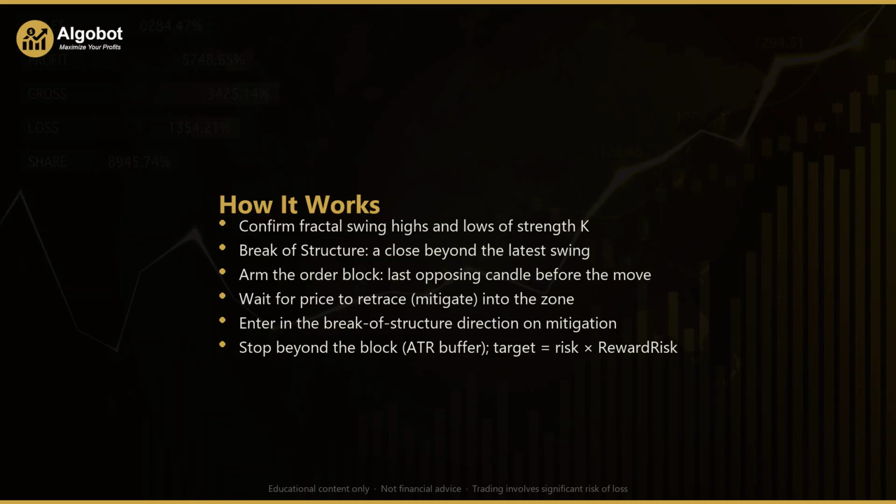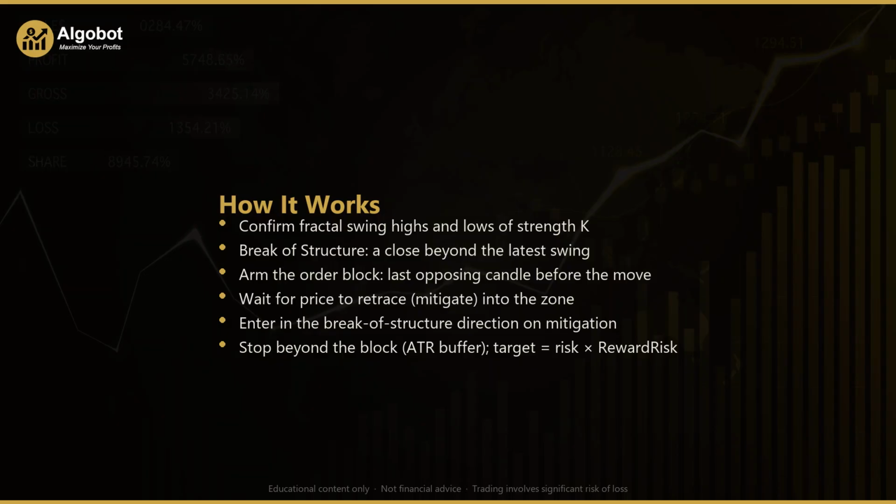Second, the break of structure. After updating swings, the EA compares the just-closed candle's close to the stored swing. If price closes above the confirmed swing high, that is a bullish break of structure. If it closes below the confirmed swing low, that is a bearish break of structure. Either way, the strategy now knows the intended direction of the next trade.